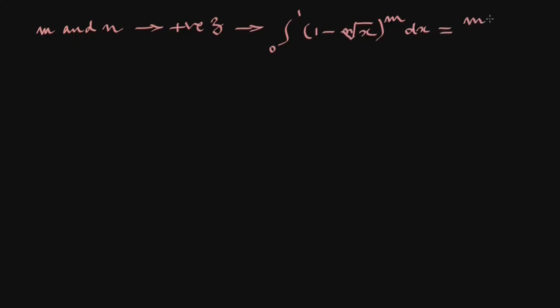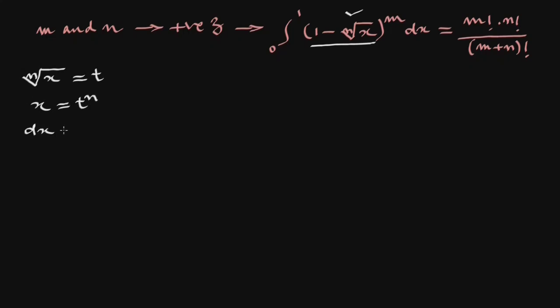In the next problem, if m and n are positive integers, we have to show that the integral from 0 to 1 of (1 minus nth root of x) raised to m dx is m factorial into n factorial upon (m plus n) factorial. Observing this 1 minus nth root of x, we will substitute nth root of x equals t. So x will be t raised to n, dx equals n t raised to n minus 1 dt.